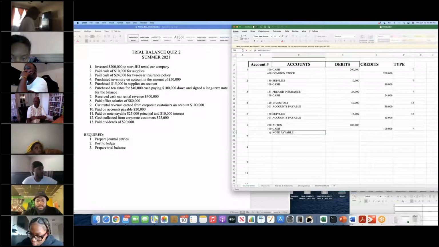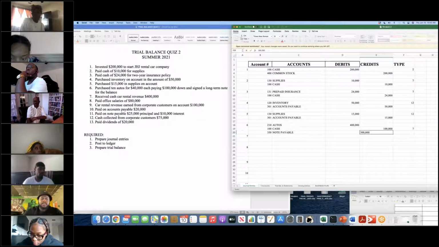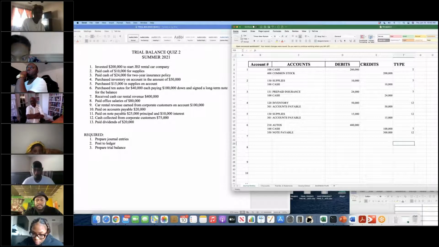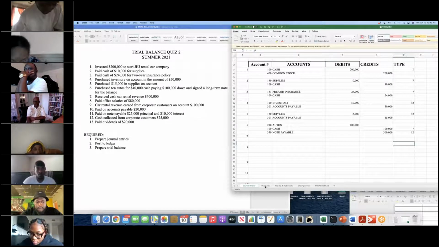$350. Balance. What's our account number for notes payable? $350. Okay, and it's going to be $300,000. So whenever we have, and this of course is going to be a type what? 12. So we bought it by the autos. We do a type 7 for part of it, $100,000. Then we do a type 12 for the other. The debits and credits still have to be equal, okay? The debits and credits in that journal entry must be equal. So let's see if we can get this posted.